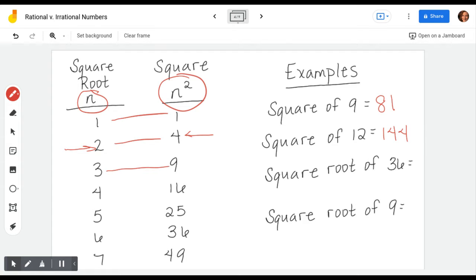Square root of 36. So this is the inverse. This is the opposite. What I'm asking is, what do you take times itself to get 36? So your answer would be a 6. Now, there will be some times when it'll say find the two square roots, and you would need to put -6 and +6. That is not something that I'm getting into right now in this video, though. Square root of 9, what do you take times itself to get 9? The answer would be 3.